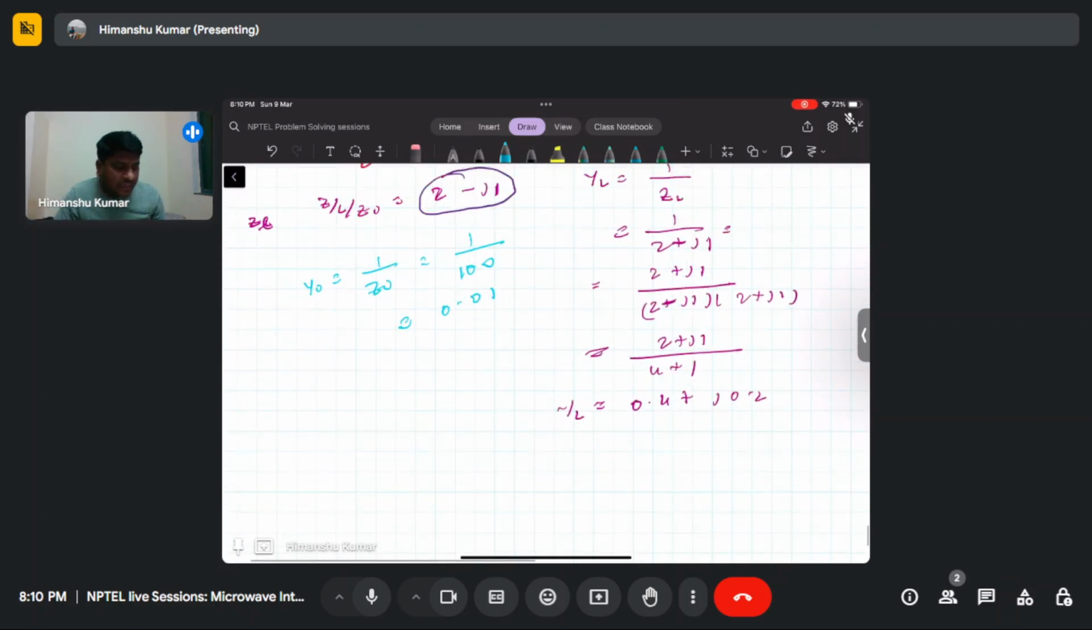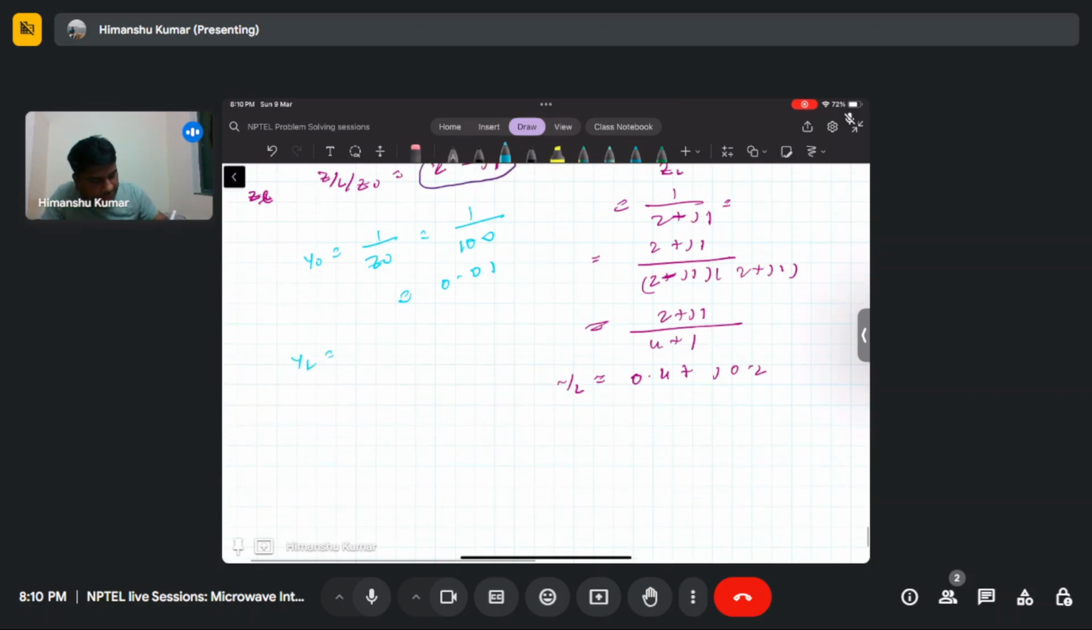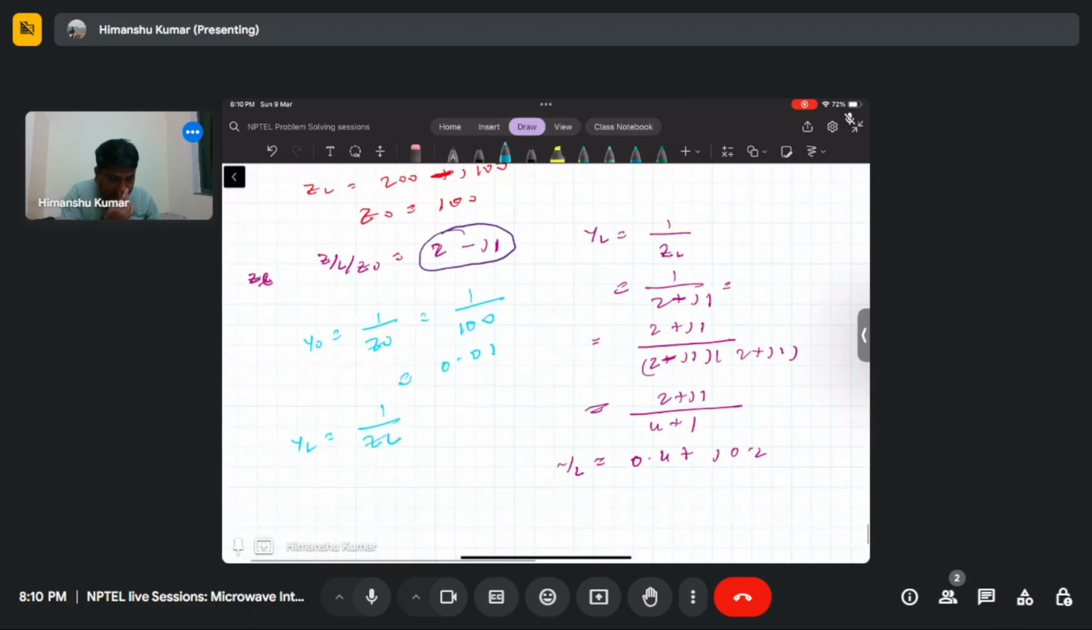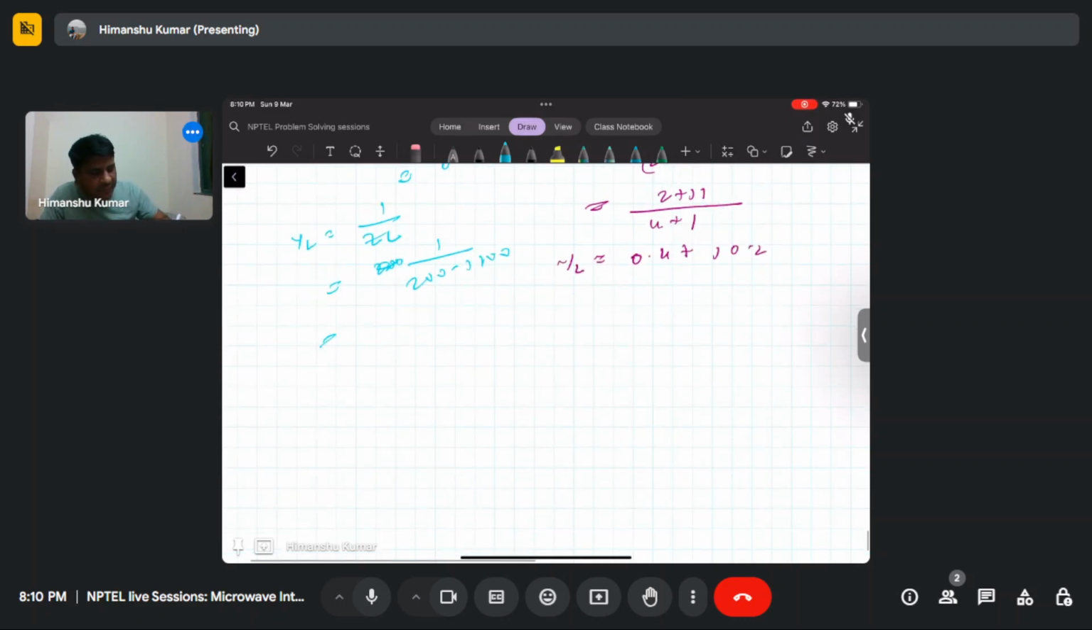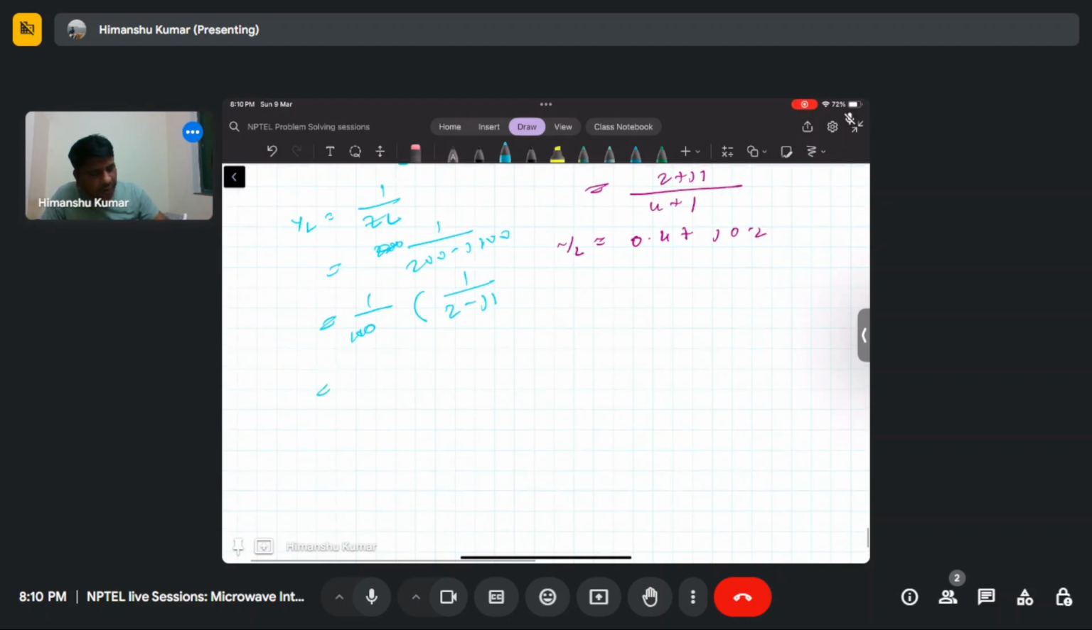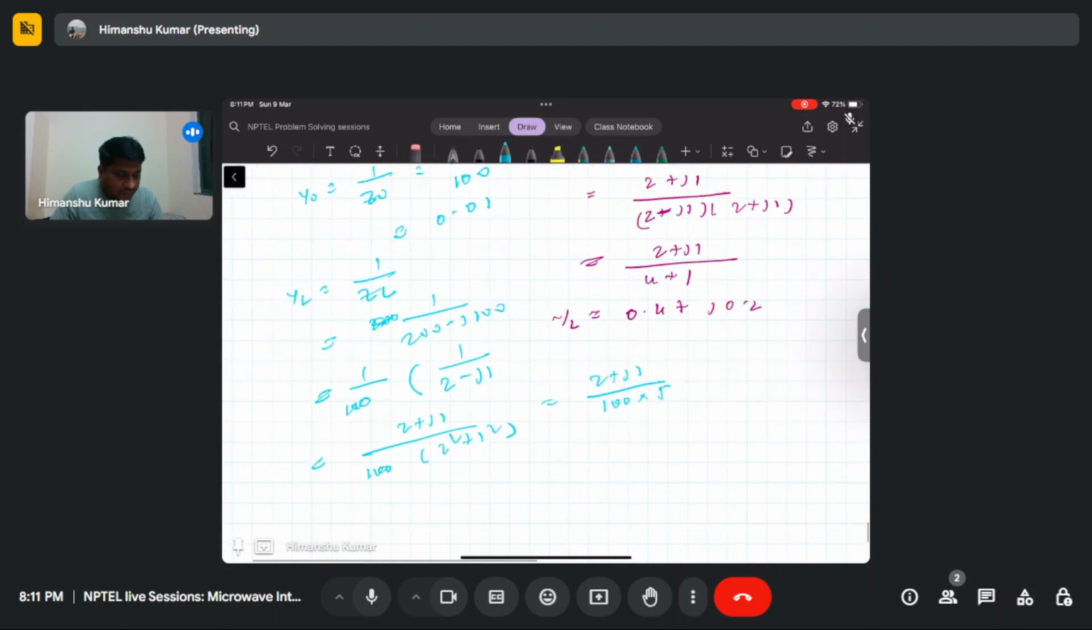Now we can find yL equals 1 by zL, and zL is given as 200 minus j times 100. So 1 by 200 minus j times 100. Then we can take 100 common, and this is 1 upon 2 minus j1. This will become 2 plus j1 divided by 100 times 2 squared plus 1 squared, which is equal to 5. So 2 plus j1 divided by 100 into 5.